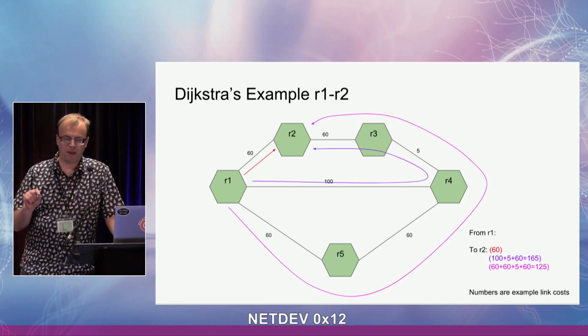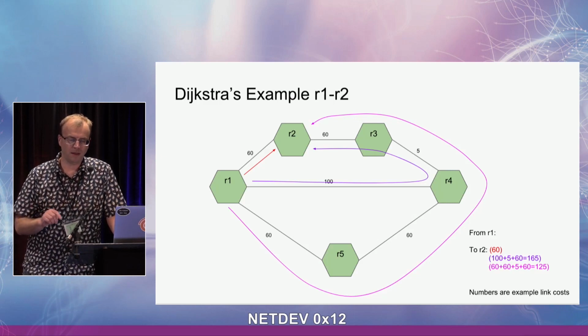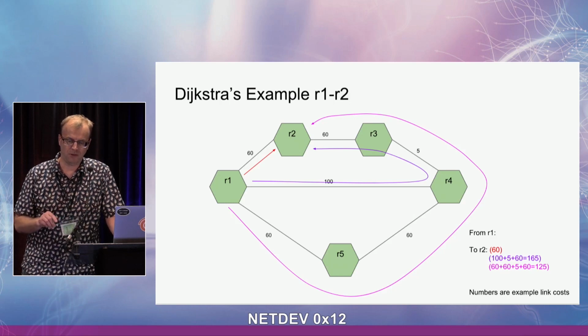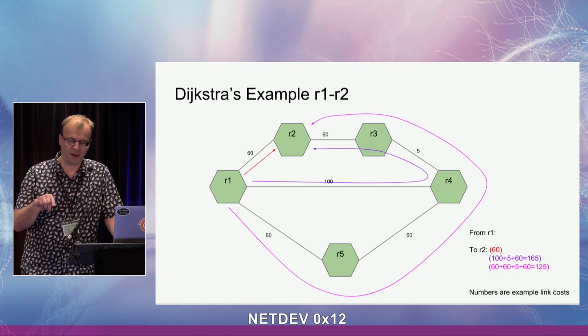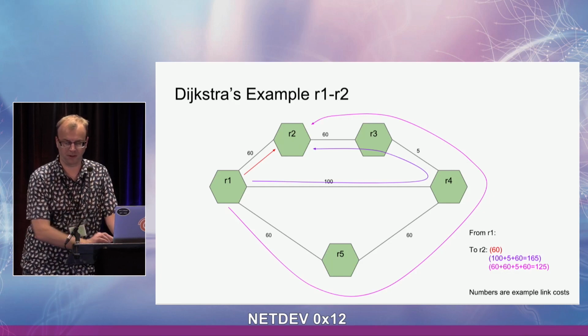So from R1's perspective, if I want to get to R2, the best weight of all the three different paths is 60. So that's what it's going to choose. The second path is 100 plus 5 plus 60. That's 165. And the third path on the bottom is 60 plus 60 plus 5 plus 60.